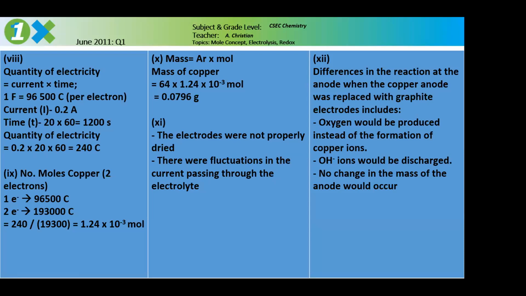And the next question asks the difference in the reaction. If you replace the copper anode with graphite, what would happen? In this case, you are not refining copper at that point because you're no longer using what we call an active electrode. We are now using an inert electrode. Have you heard those two terms before? Yes, sir. How is the active electrode different from the inert electrode?